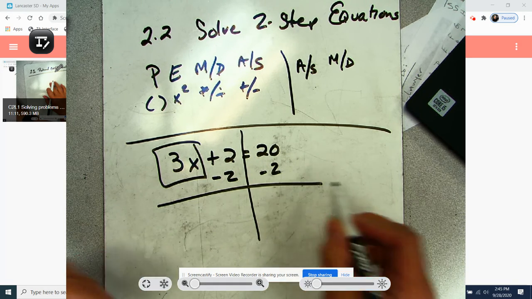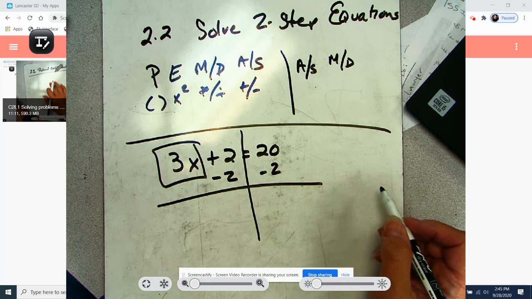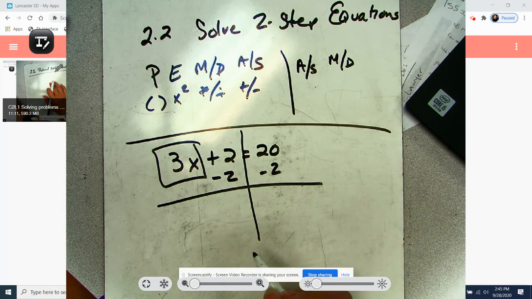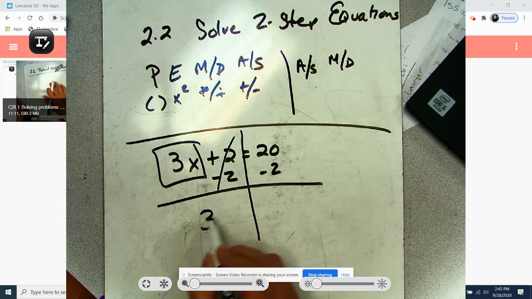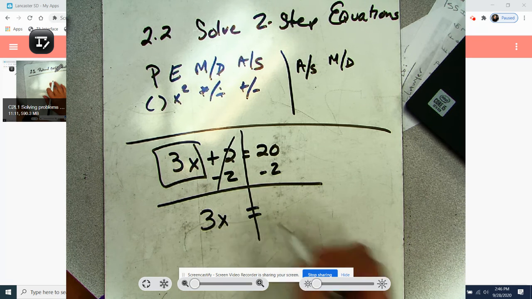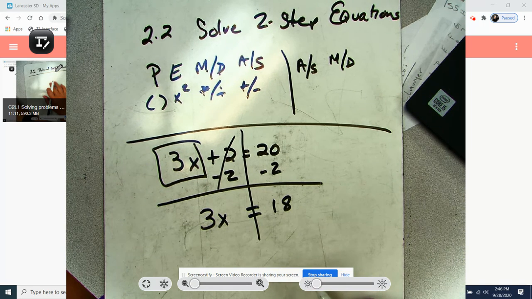Now you remember, I told you yesterday, you have to put one thing on each side of the equal sign. So if you don't remember, just put up a fence through the equal sign and keep your yard separate. 2 minus 2 is 0, so we have 3x here. Our equal sign is still here, and 20 minus 2 is 18.